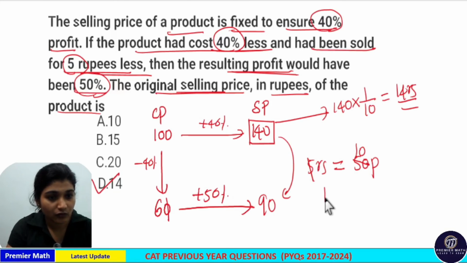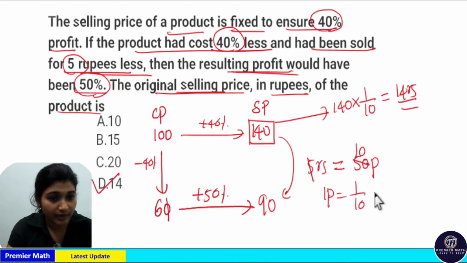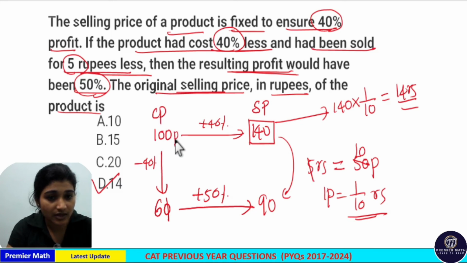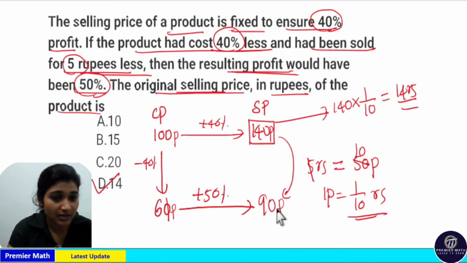Here, 1 part is 1 by 10 rupees. Here we can't take this 5 rupees less from this 140 part, because here we took the cost price as initial cost price as 100 parts, then the selling price must be 140 parts. Here the new cost price must be 60 parts and the new selling price must be 90 parts. But here we can't subtract this 5 rupees from this 140 part.